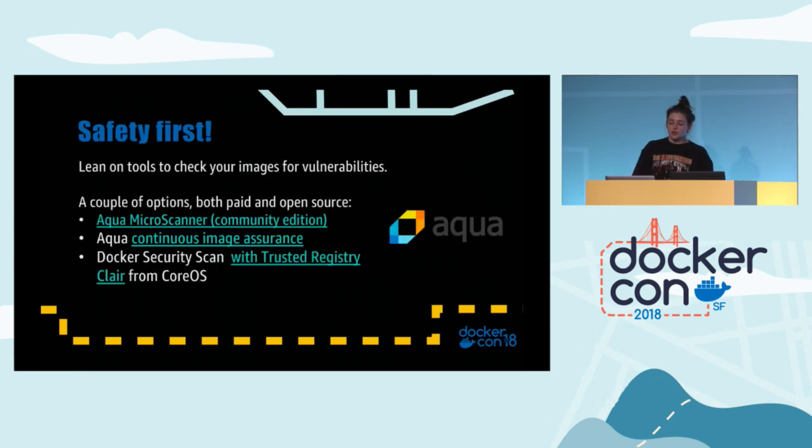You want to put safety first too. There are some tools out there that can help you, both paid and open source. I really like the Aqua Microscanner Community Edition. I think they also have a commercial product, but I haven't used the commercial one. There's Security Scan from Docker, which you can use with Trusted Registry. There are some open source ones, like Clair from CoreOS. So there are lots of tools out there.